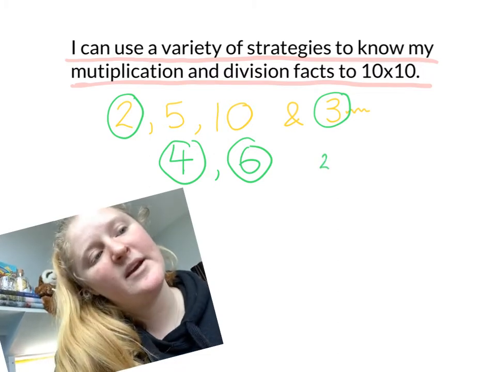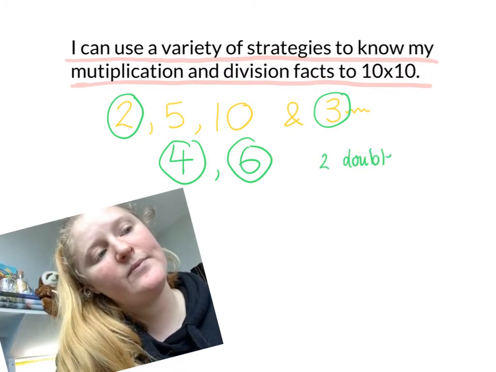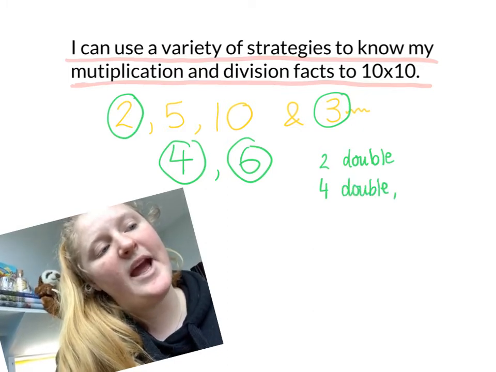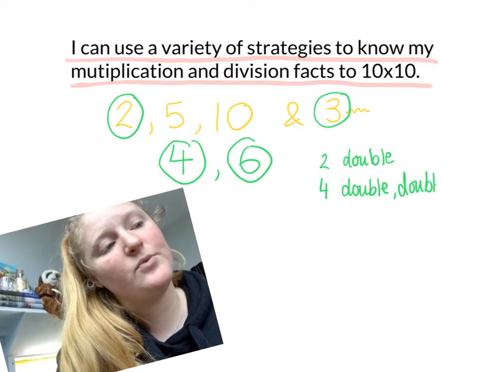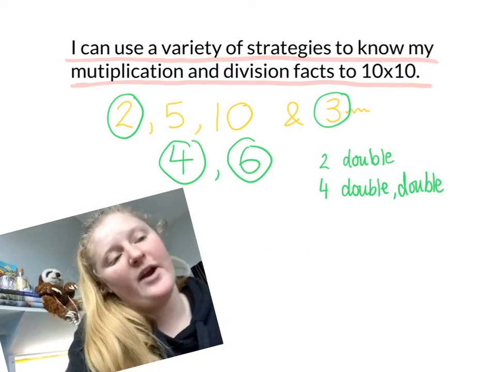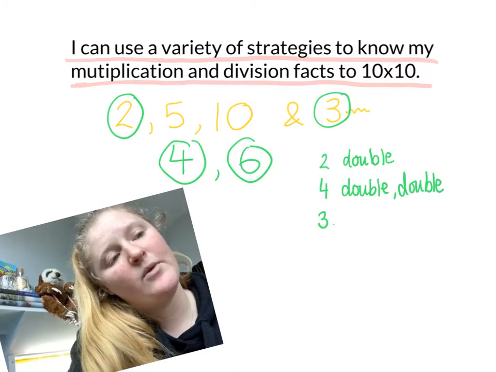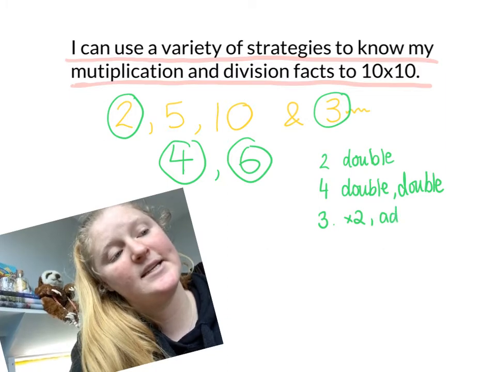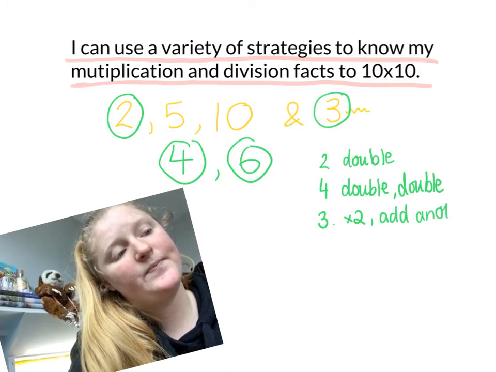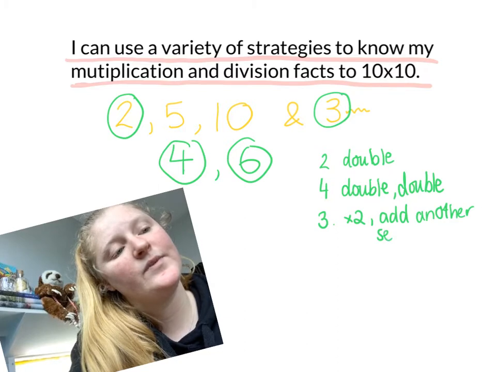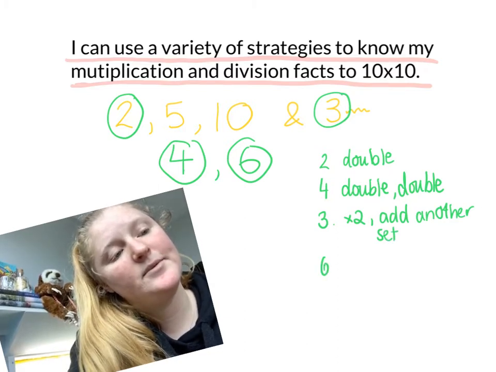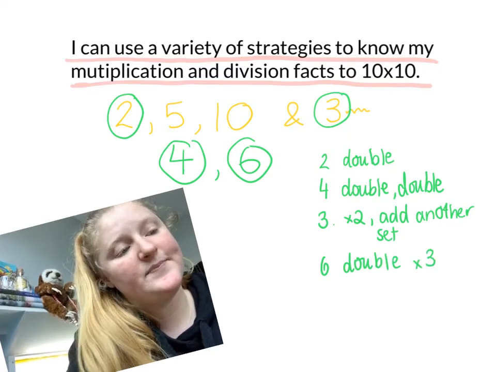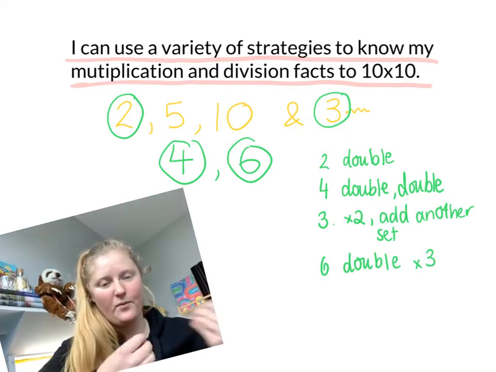With our 2 times tables, we double a number. And with our 4 times tables, we double the number and then double it again. So it becomes the rule double, double. For our 3 times tables, we can use our 2 times tables and then add another set. And then for our 6 times tables, what we need to do is double our 3 times tables. So we've worked out lots of different ways to do it.